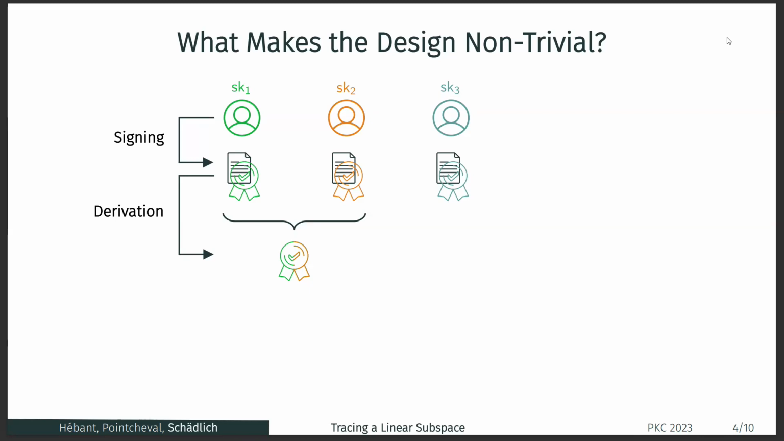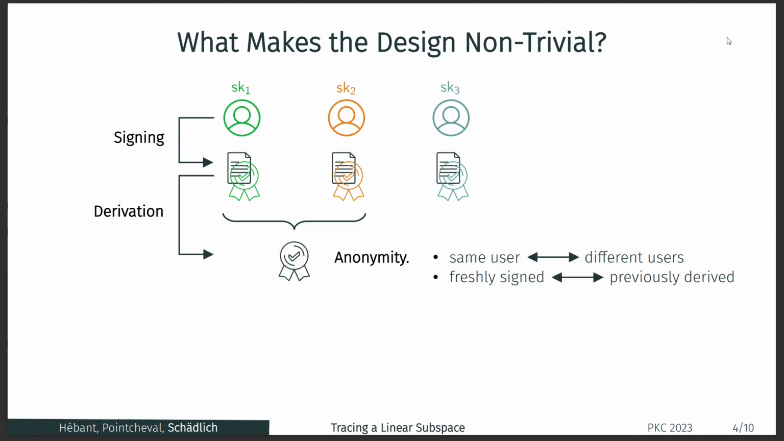And of course, this is important for correctness. So this derivation with signatures produced by different users should again lead to a valid signature. But this is also important for anonymity, because the given signatures could either be produced by the same user or by different users. Maybe they are freshly generated or they are the result of a previous derivation process. In any case, the output signature of the derivation should follow an indistinguishable distribution.